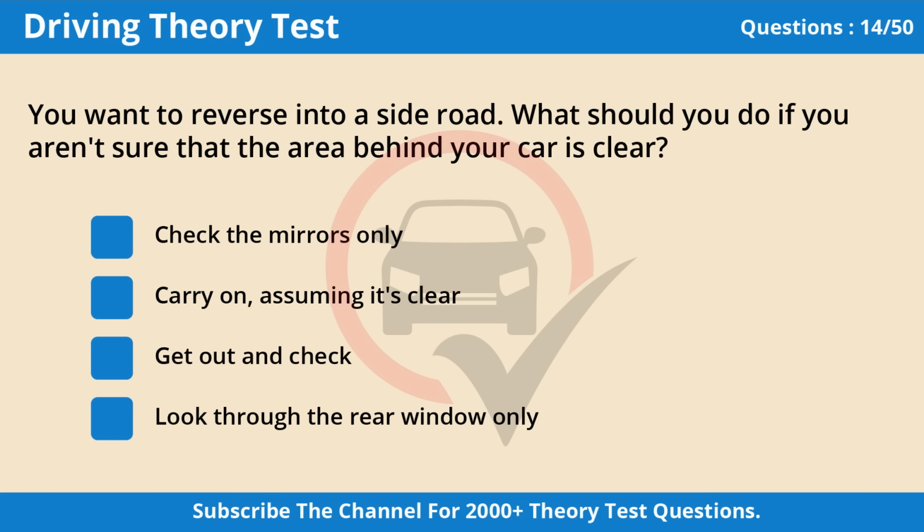Question 14. You want to reverse into a side road. What should you do if you aren't sure that the area behind your car is clear? A. Check the mirrors only. B. Carry on, assuming it's clear. C. Get out and check. D. Look through the rear window only. The answer is C. Get out and check.